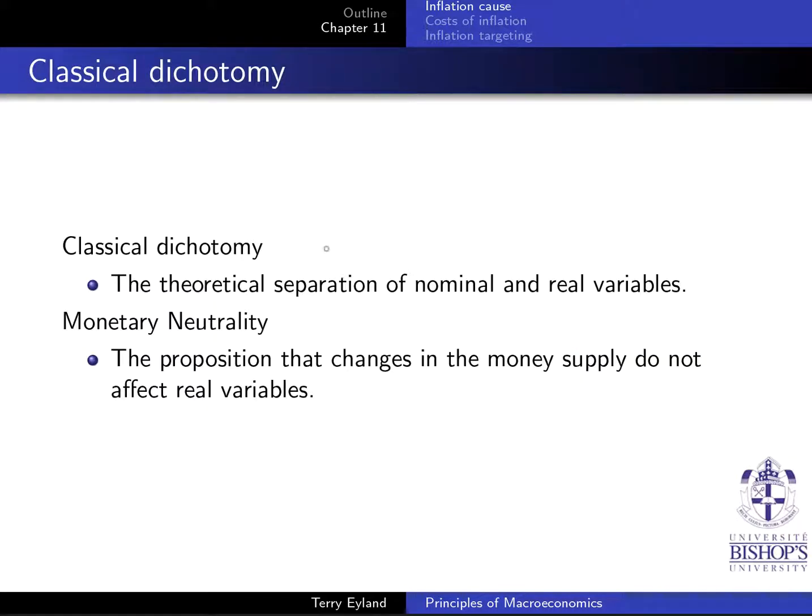Just in case you see these words on a quiz or something, the classical dichotomy is just like classical theories, and it says that there's a separation between nominal and real variables. And then the one I really want to focus on in this class is this idea of monetary neutrality. If you ever hear of this, it's essentially a proposition that changes in the money supply do not affect real variables. Therefore, meaning that if there's an increase in the money, we're not really going to lead to an increase in GDP because of this increase in money.